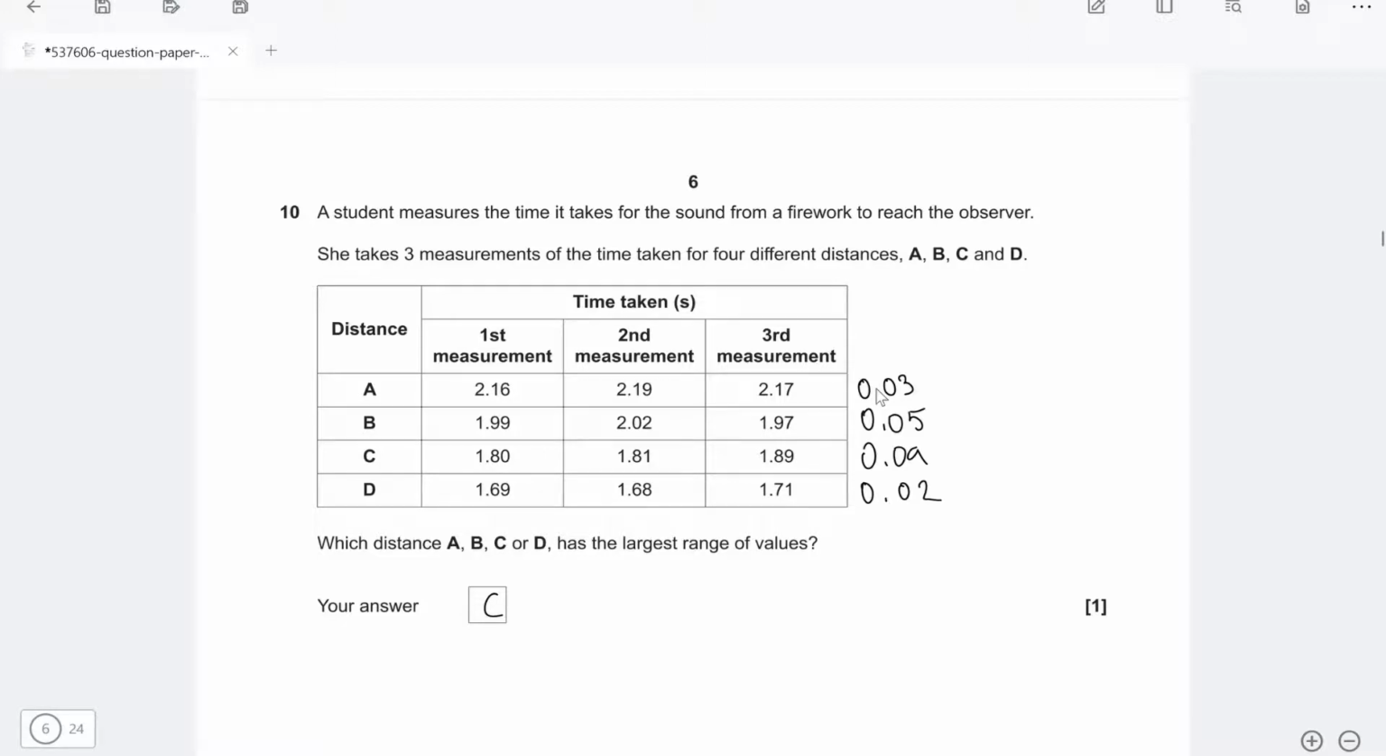If we just calculate that for all of them, we're going to see that C has the largest range at 0.09, because 1.89 take away 1.80 is going to give us 0.09. Therefore, the correct answer is C.